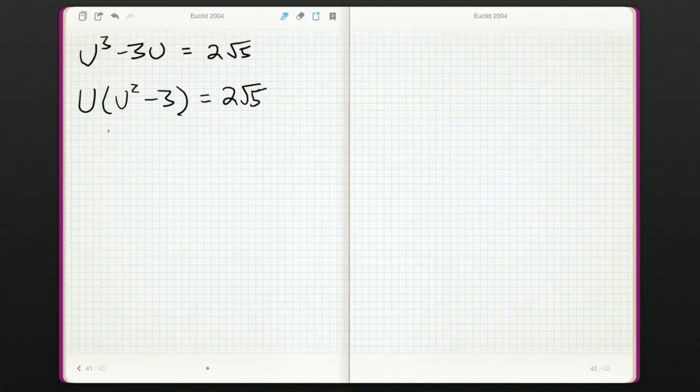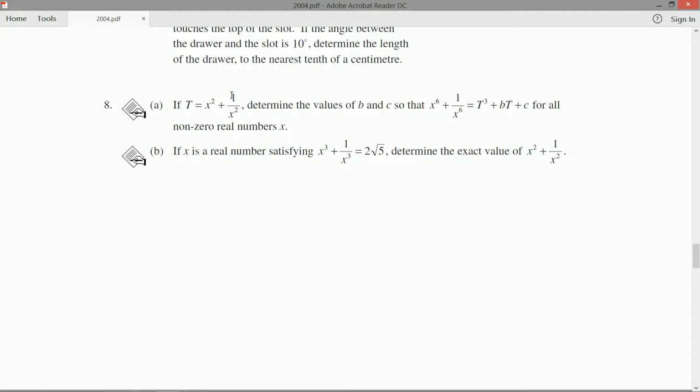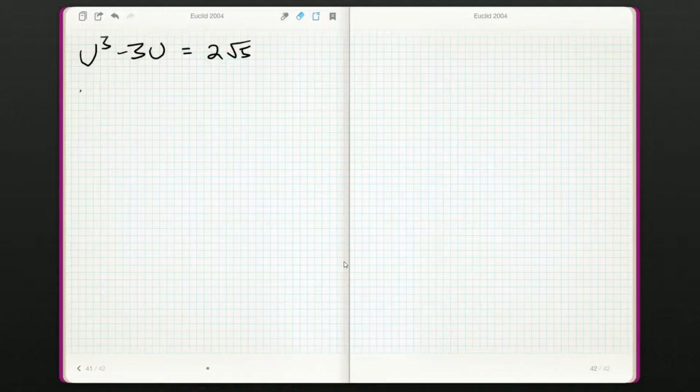Is there anything I can do here? I really thought I was onto something with this u character. Now I'm not so sure. Let's take a step back here and say, okay, what have we got? So x is satisfying this, fine. Well, I'll tell you what, let's try something a little different.